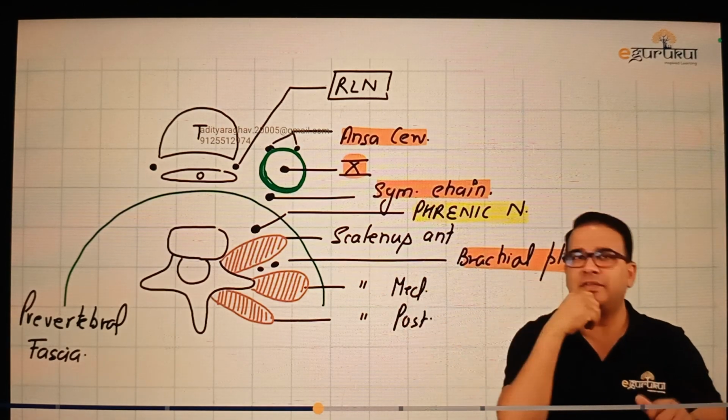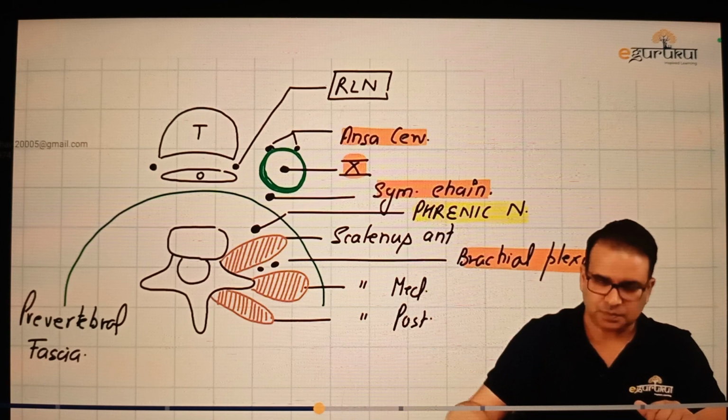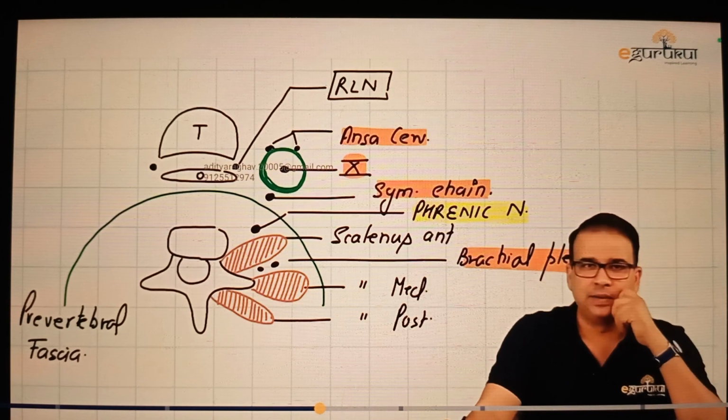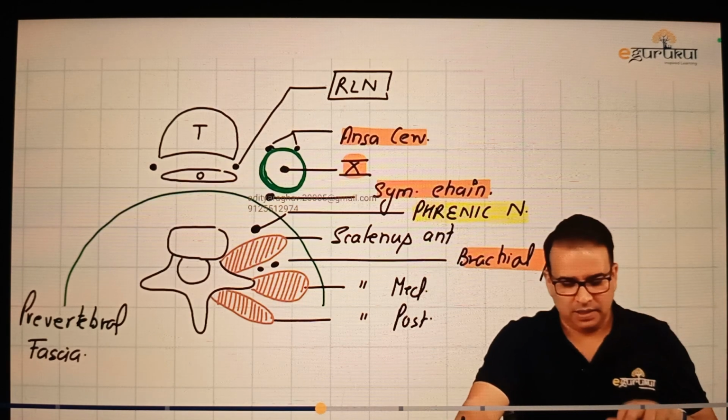So this is how overall you are able to identify the structures in the transverse section of the neck. Let me show you one picture from the atlas, and we'll try to identify as many structures as possible there.